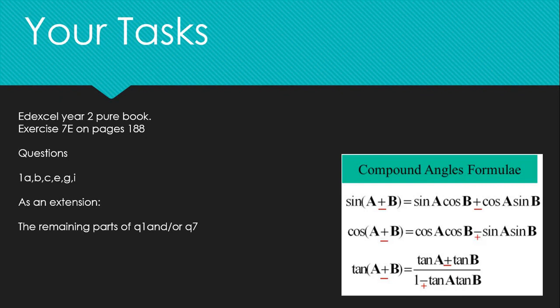Your tasks, it looks a bit weird because you're only doing question 1, A, B, C, E, G and I extension. You can do more of 1 and a bit of 7, but the remaining questions on there call for you to use values, like 15 degrees, 30 degrees or pi over 3 or something like that, and that's going to be included within the next lesson. For this lesson though, you need to get a bit of practice of producing these identities.